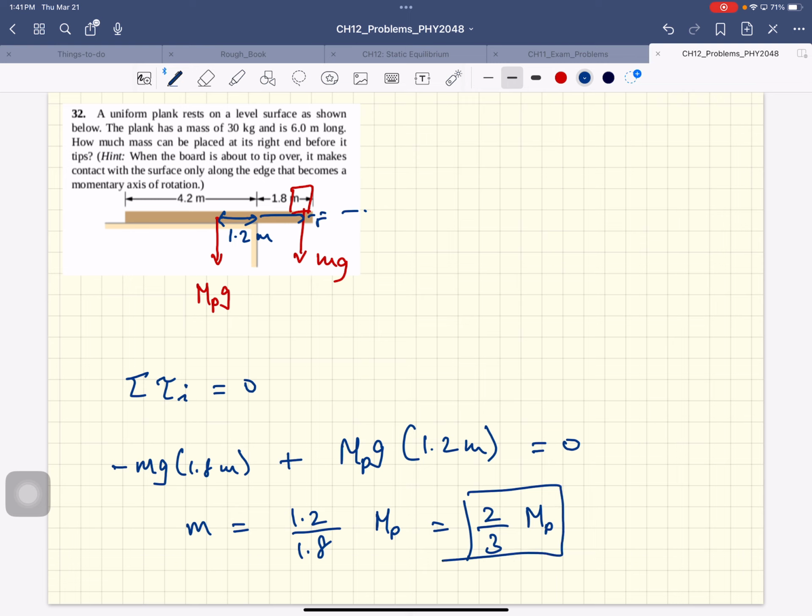So 2/3 of the weight of the plank. Okay. What if you wanted a greater mass to be balanced? What would you have to do? Very good. Either that or make the plank heavier. Okay. That's what you do.